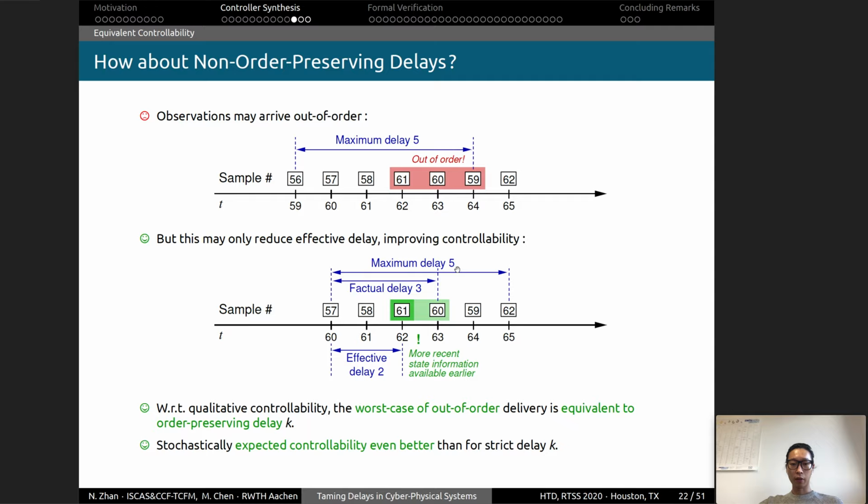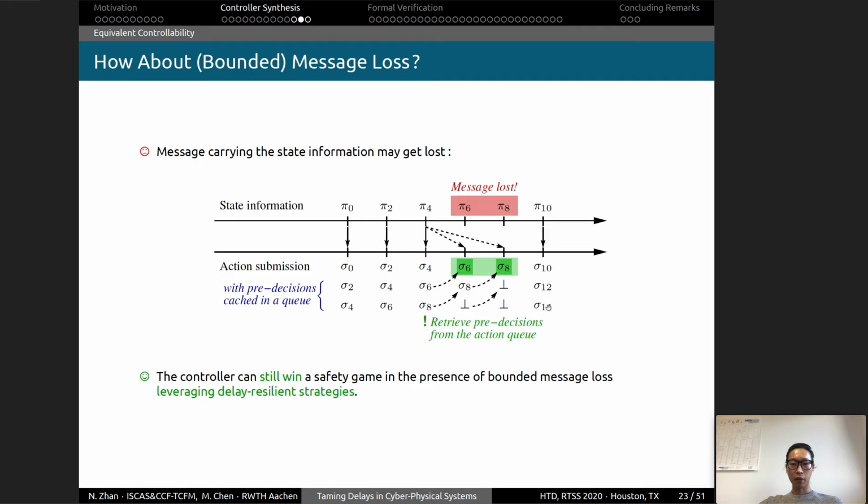So in a qualitative setting, the worst case of out-of-order delivery is actually equivalent to the order preserving delay k. And if we go to a stochastic setting, it's even better because the expected controllability is even better than the strict delay case. Okay, another setting is about message loss. Say there could be a possibility that some observations will never be received by player one, and how can we deal with that? Here's an illustration of the idea.